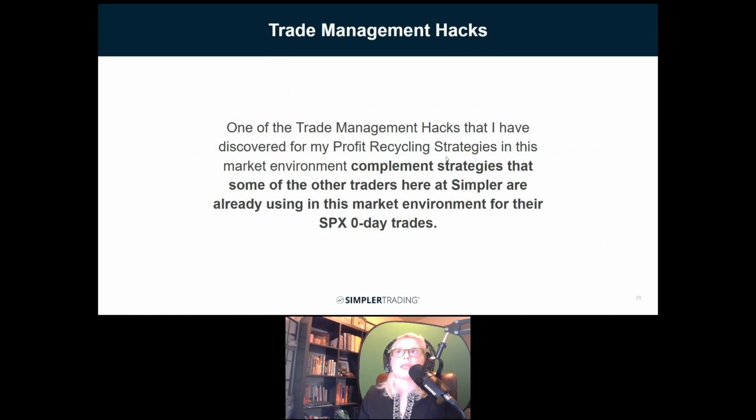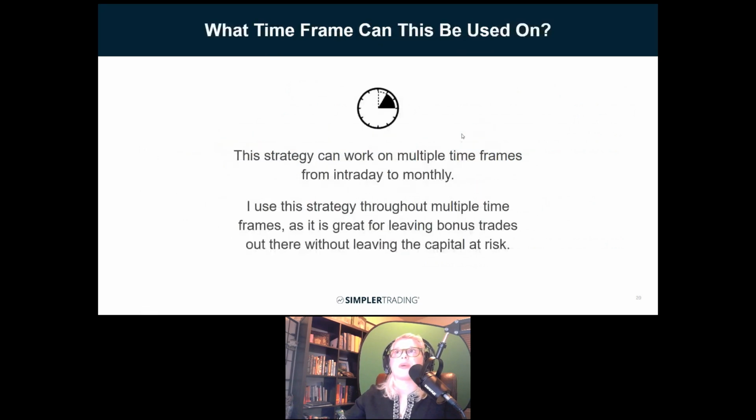So, one of the trade management hacks that I have discovered for my profit recycling strategies in this current market environment complement strategies that some of the other traders here at Simpler are already using in this market environment for their SPX 0-day trades. So, it's kind of fun to see how that works. The time frame that this can be used on, well, technically, this strategy works on multiple time frames from intraday all the way up to monthly. I use the strategy throughout multiple time frames personally because I love the idea of having bonus trades out there and leaving no capital risk on the table, like you kind of saw with that Tesla trade earlier.